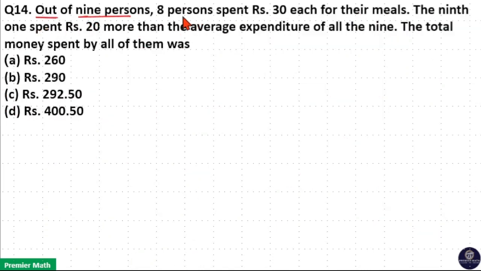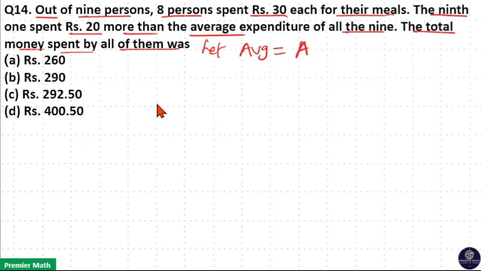Out of 9 person, 8 person spend rupees 30 each for their meal. The ninth one spent rupees 20 more than the average expenditure of all the 9. The total money spent by all of them was, let us consider average expenditure of all the 9 people as A. Then 8 people spent rupees 30 each for their meal. Total money spent by 8 people is 8 into 30 plus 9th one spent rupees 20 more than the average. So 9th one spent A plus 20 rupees.